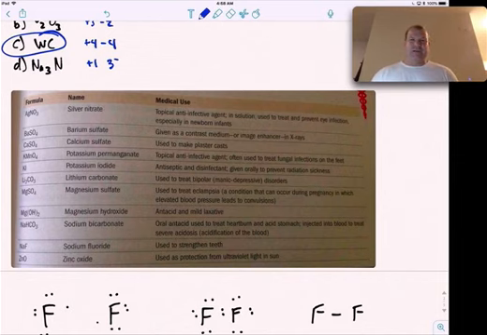We don't really use it to make plaster casts anymore. We use fiberglass for casts, or not even so, we use plastic and air, right? Or even a brace, right? So plaster cast, that's old school.